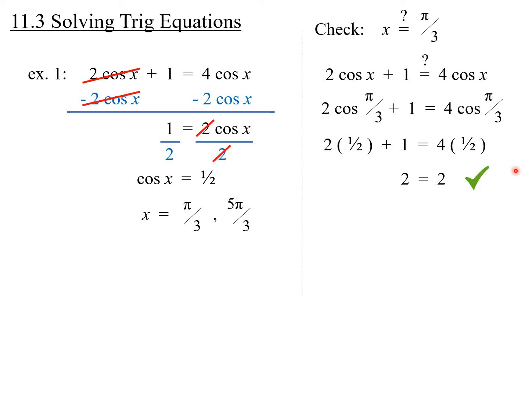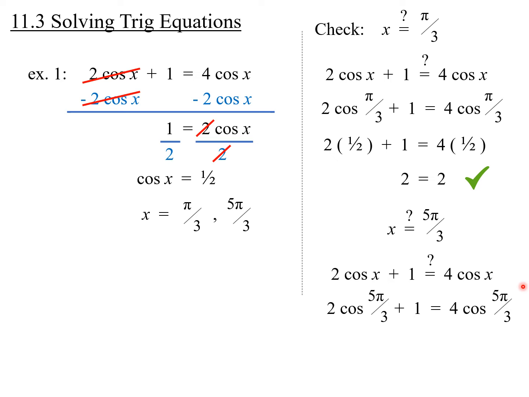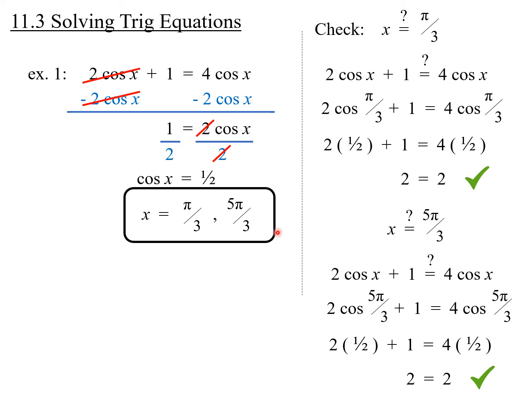All right. Now let's check the next one. Let's check 5 pi over 3. So I'm going to insert that into our original expression. And we get this. And the cosine of 5 pi over 3 is 1/2. So once again, same thing that happens as up there. The solution checks out. So in this case, the solutions are pi thirds and 5 pi thirds.